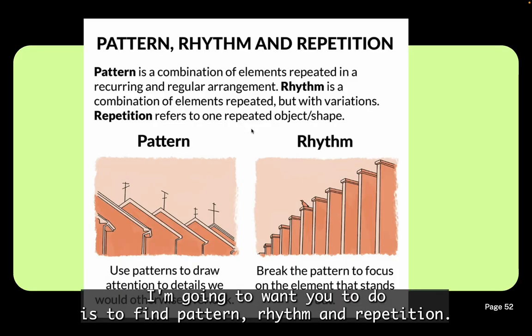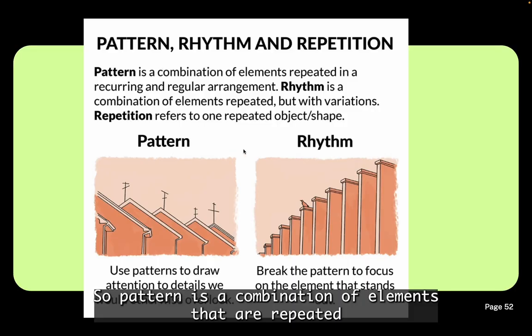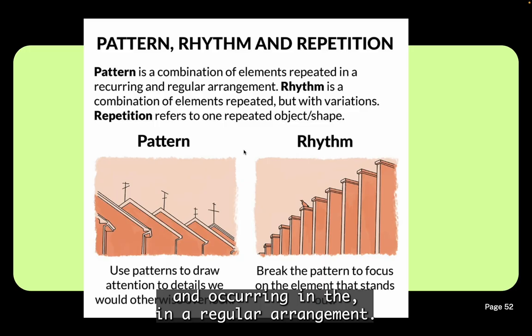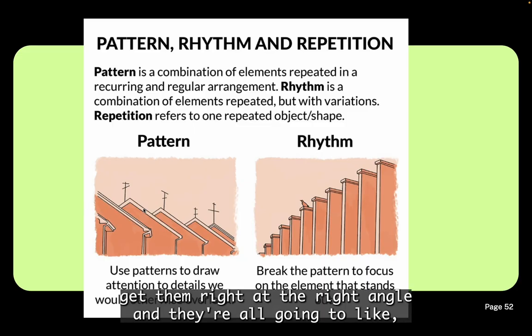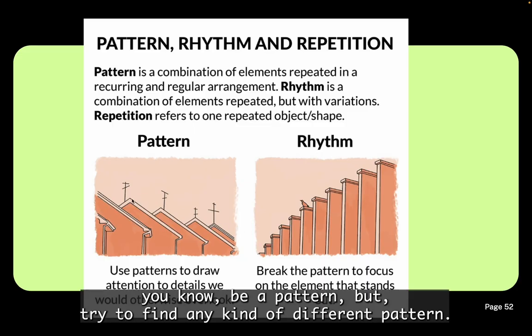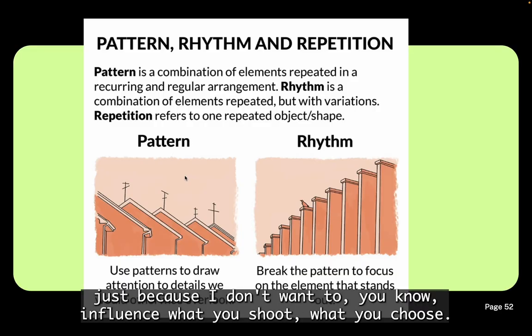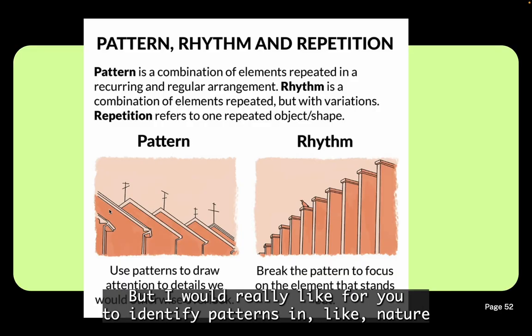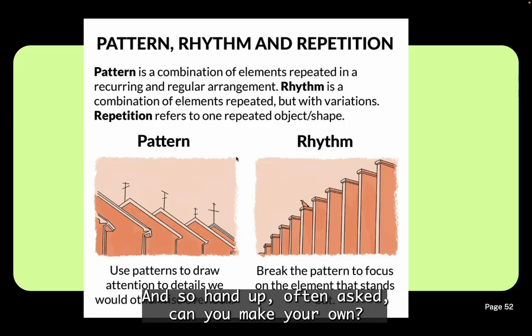So one of the photos I'm going to want you to do is to find pattern, rhythm, and repetition. Pattern is a combination of elements that are repeated and occurring in a regular arrangement. Like a bunch of houses in a cul-de-sac, get them at the right angle, and they're all going to be a pattern. But try to find any kind of different pattern. I was hesitant to show you examples, but I am going to show you examples, just because I don't want to influence what you choose. But I would really like for you to identify patterns in nature and architecture out in the field. So, hand up.